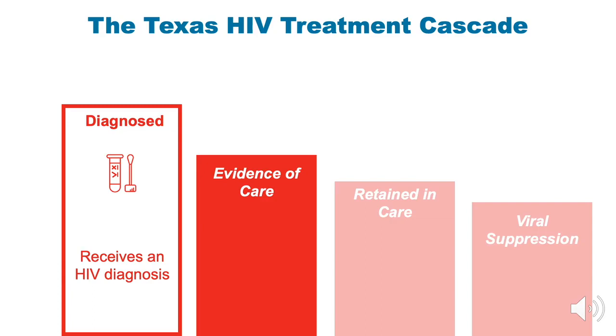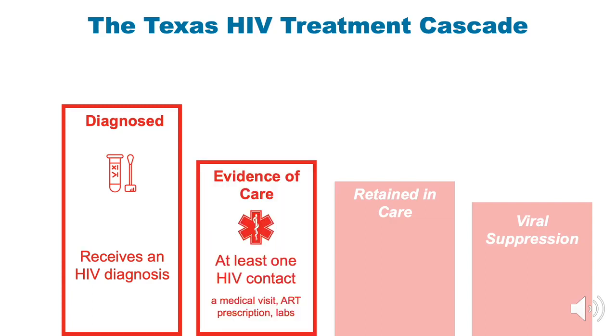Next in our pathway towards viral suppression is evidence of care. This means that a person living with HIV had at least one contact with the HIV care system during the year. This can be either a visit with a medical provider about their HIV, evidence of an ART prescription being filled, or HIV lab work.